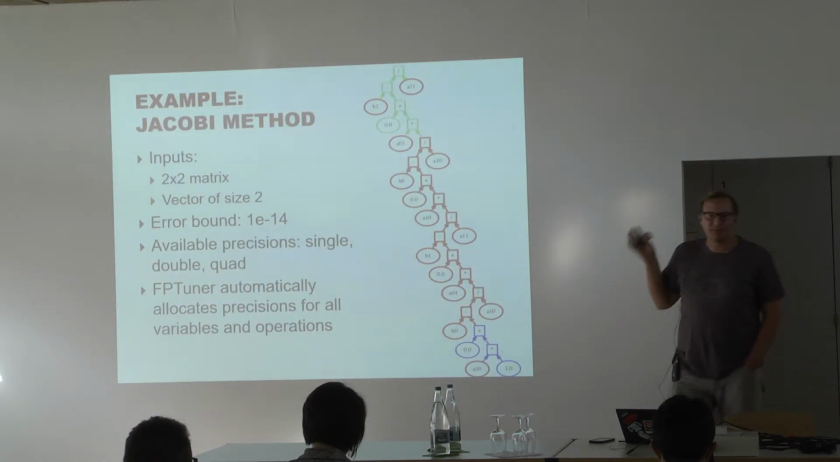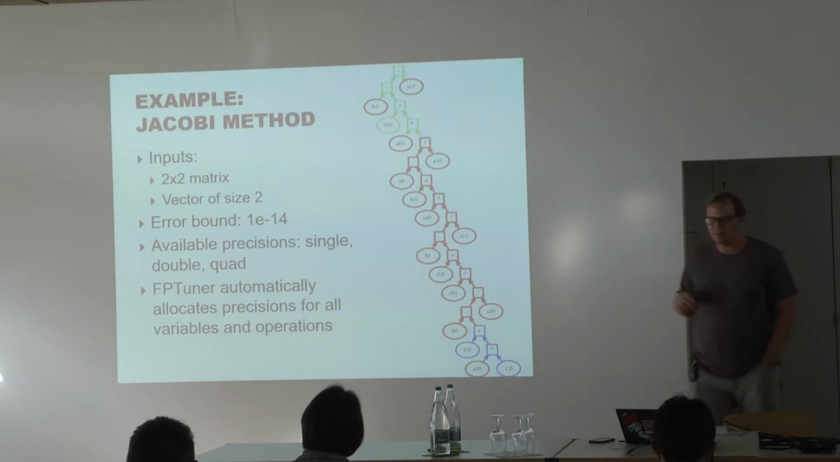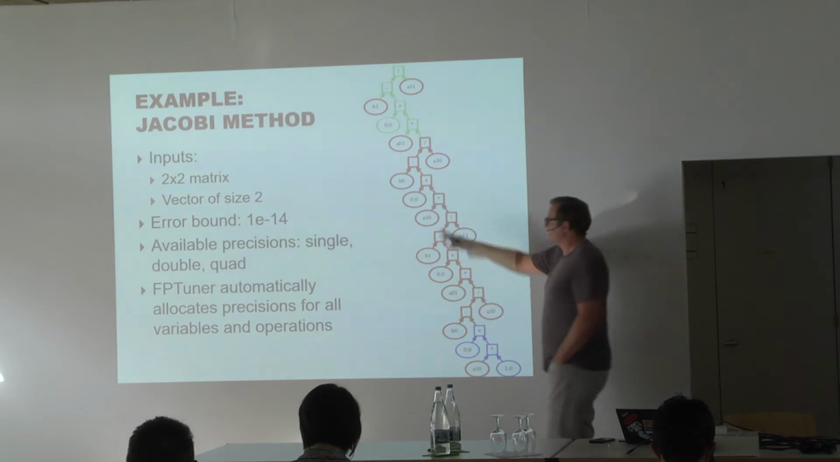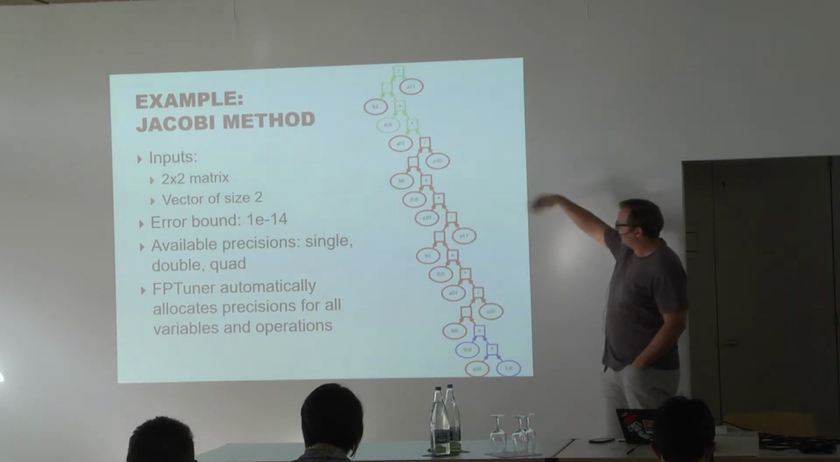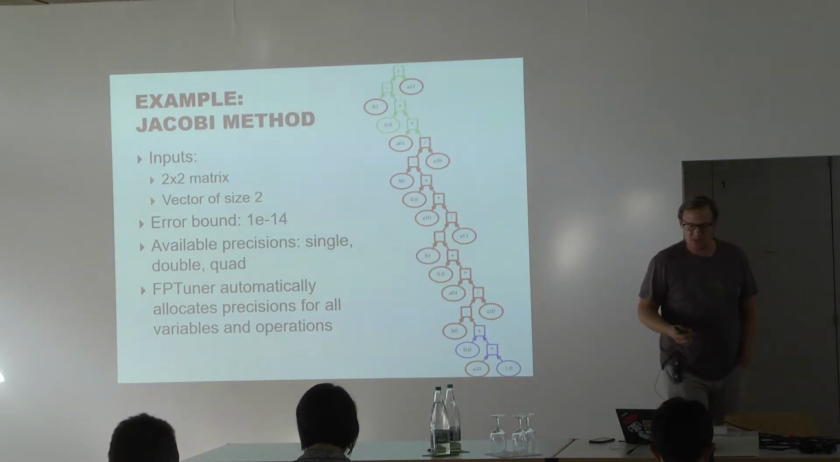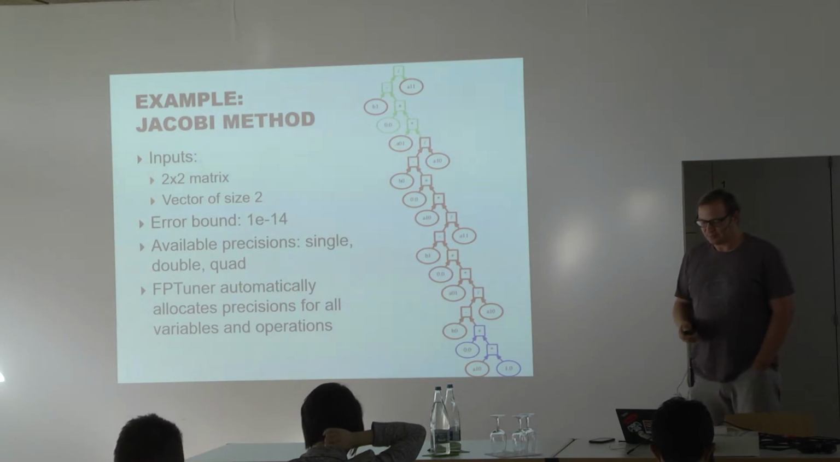Okay, so we did a bunch of experiments using FPTuner. I won't have time really to go into the details here. Lots of it is in the paper. Here's just one example. We took a small Jacobi example, and we unrolled it, and then we tried to infer the precision of all the operators to satisfy this error bound. And as you can see, you can get a mix here. Different colors represent different precisions. And then there is a bunch of similar examples in the paper.